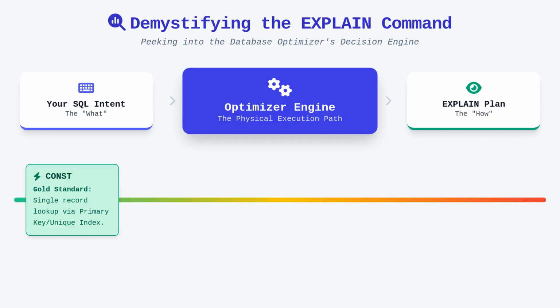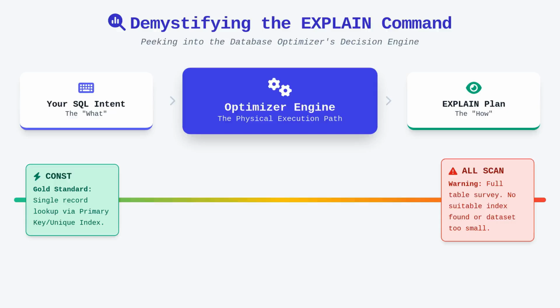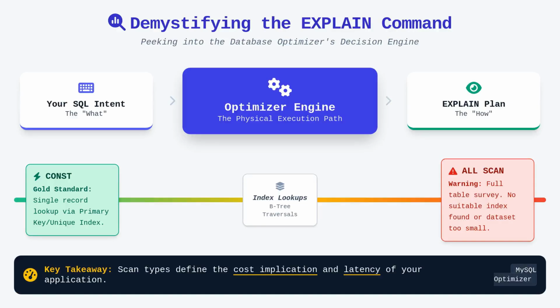A const join type, for instance, represents the best-case scenario where the optimizer identifies a single record during the initial planning phase, usually within a primary key or unique index lookup. On the other end of the spectrum, an all scan signals a full table scan, which often indicates that the engine could not find a suitable index or that the dataset is so small that a full survey of the blocks is perceived as more efficient than traversing a B-tree structure. Understanding these classifications is fundamentally about grasping the cost implication of each operation, as each step carries a weight that directly impacts the latency of your application.